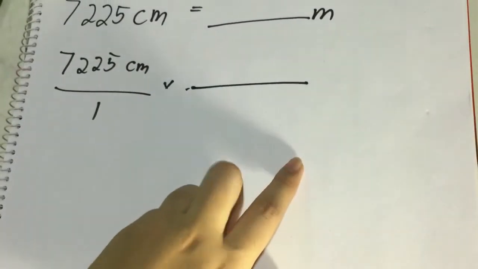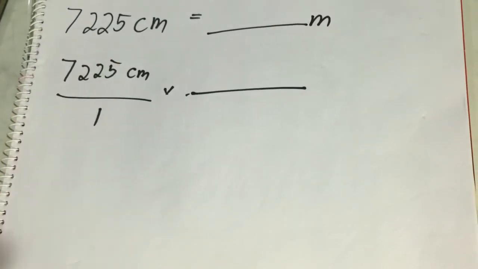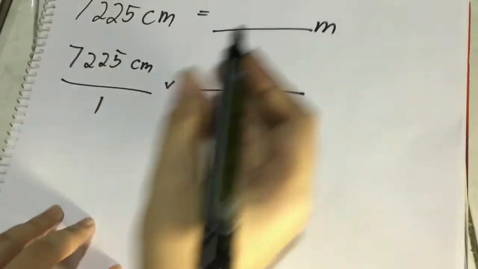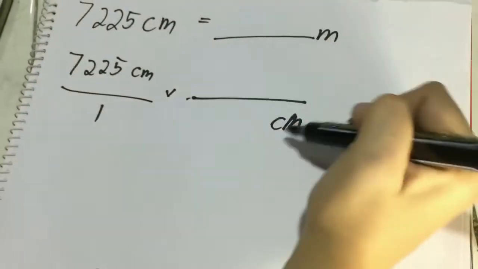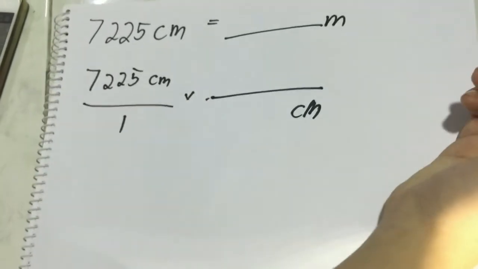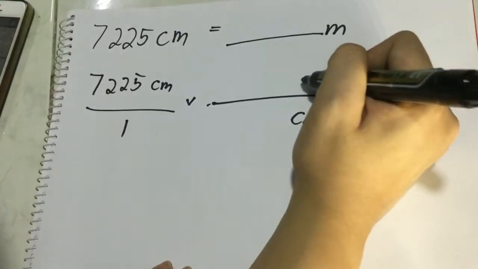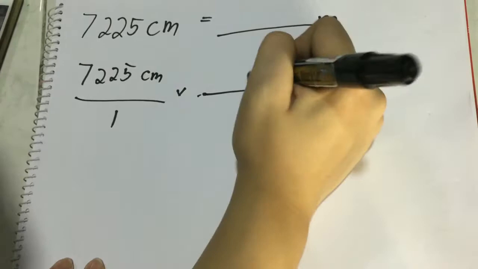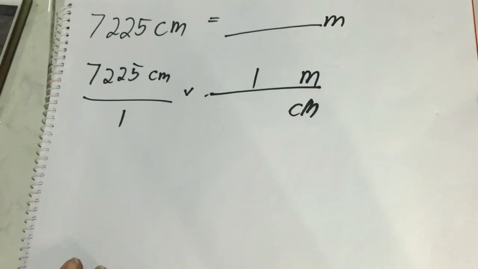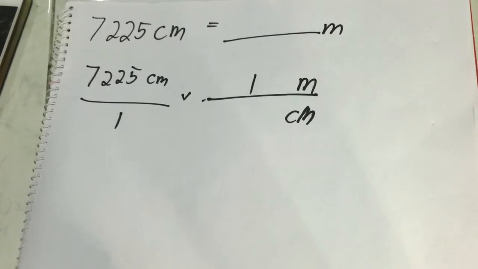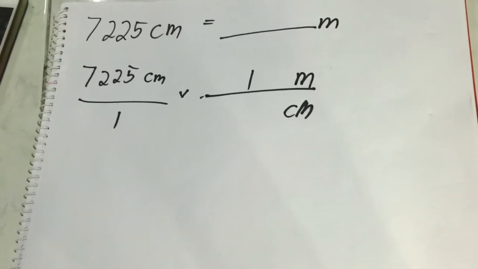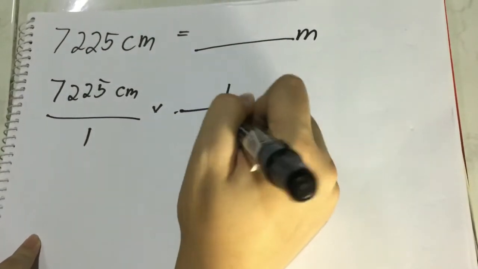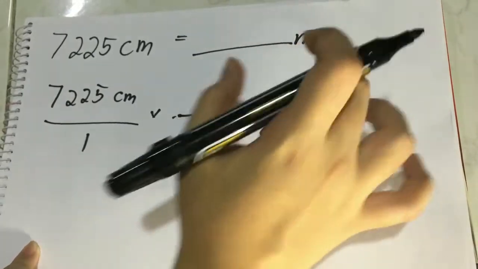In the denominator, we should take note that we should use the same unit as in the numerator on the other side, cm. Then on the upper part is the unit we are looking for, which is the meter. Now, how many centimeters are there in 1 meter? Another thing in conversion within the metric system, just like what I said earlier, is to know the conversion factors. So there are 100 cm in 1 meter.